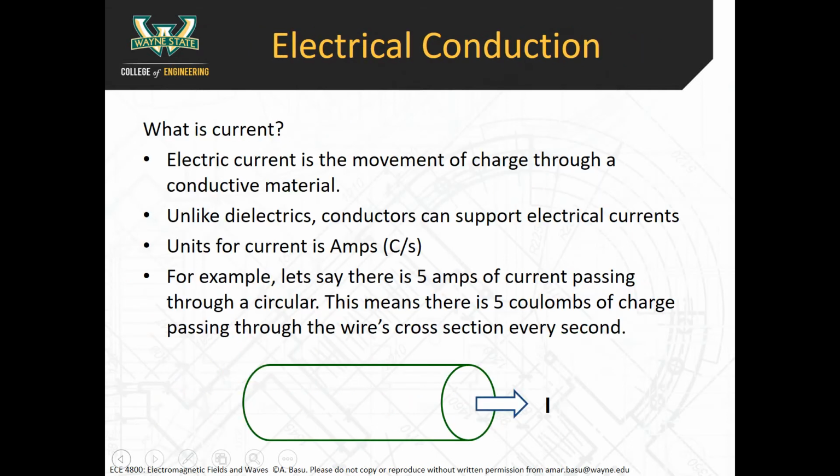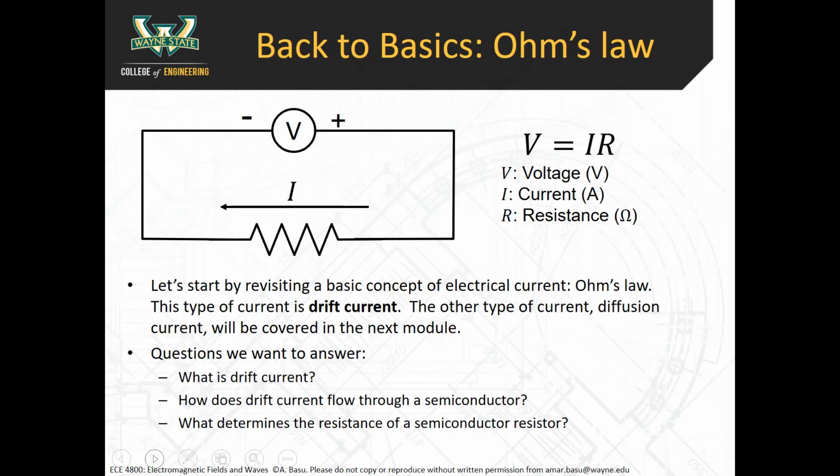All right, first of all, what is current? Electrical current is the movement of charge through a conductive material. And unlike dielectrics, conductors can support electrical currents, meaning in conductors, charges can move through a material. The unit for current is amps, which is a coulomb per second. When you say a wire has 5 amps going through it, that means if you cut the wire and look at this cross-section, there are 5 coulombs per second of charge moving through that cross-section every second. That's the definition of current.